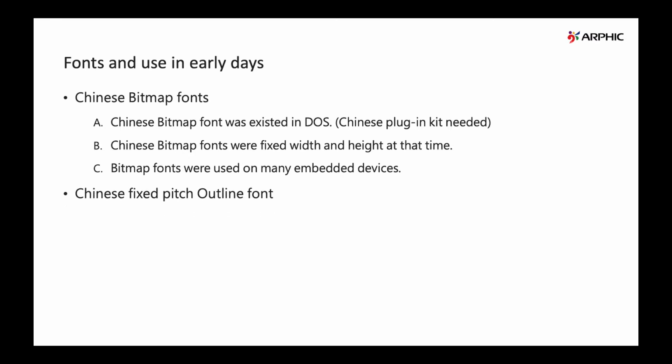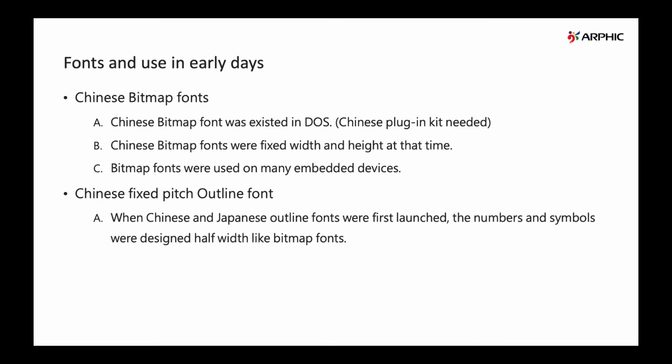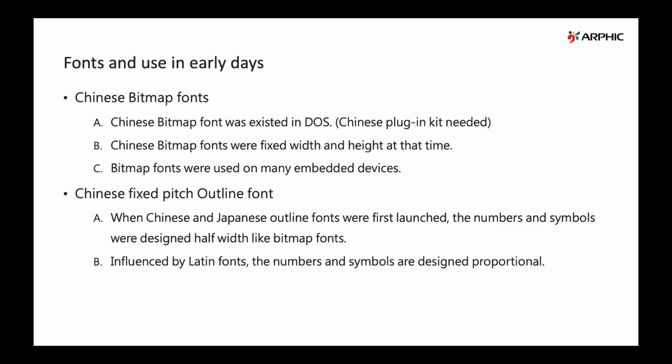Microsoft launched traditional Chinese Windows 3.1 in 1993. It started to support the vector font TrueType, accompanied with Microsoft Word 5.0. Users finally could process Chinese in the way of what you see is what you get. When Chinese and Japanese online fonts were first launched, the numbers and symbols were designed half-width like bitmap fonts. Later, influenced by Latin fonts, the numbers and symbols were designed proportional.